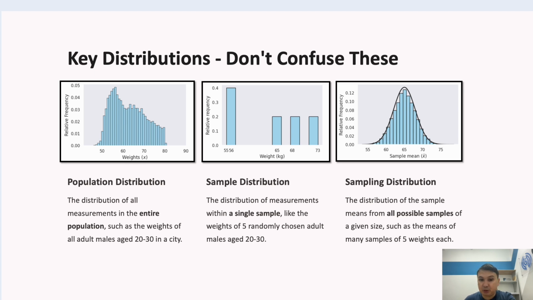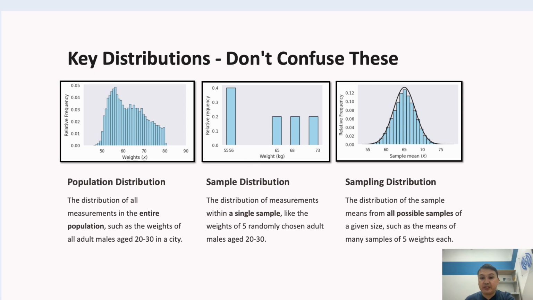What is the sample distribution? For example, you pick 5 adults and just look at the distribution of these 5 different weights, as you can see in this picture. With fewer points, you have some distribution. When n is larger in a sample distribution, you get close to the population distribution.